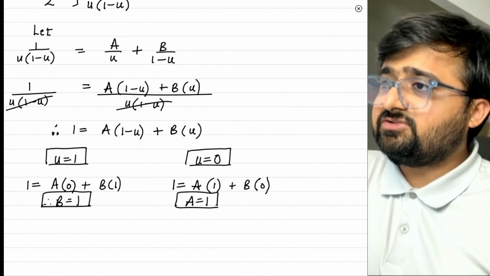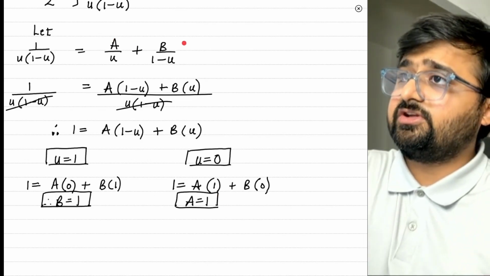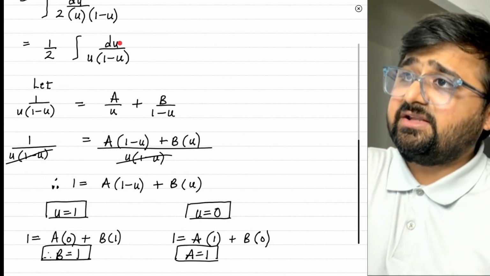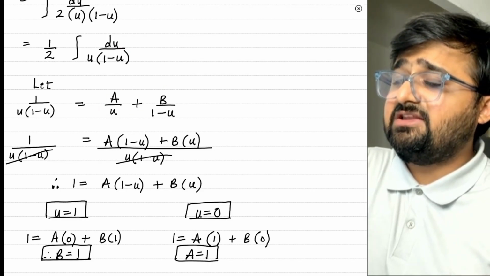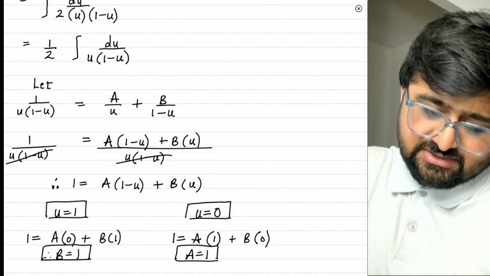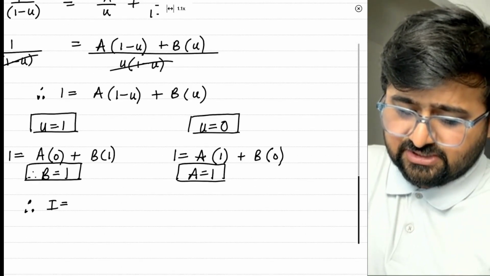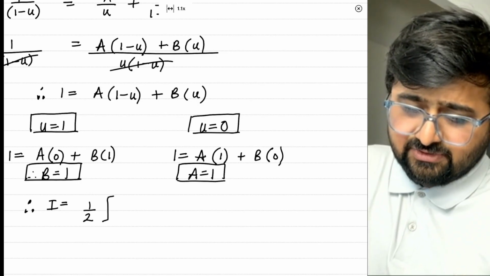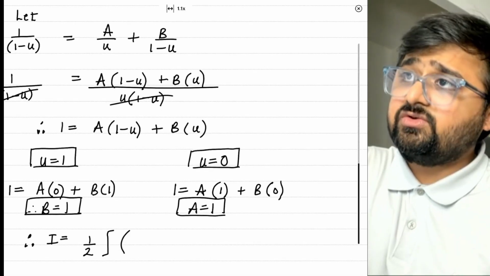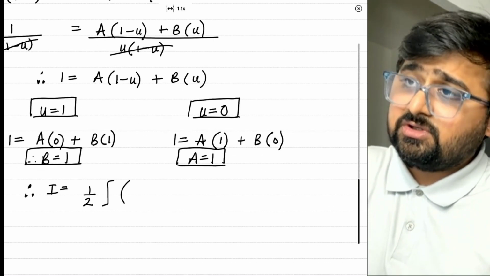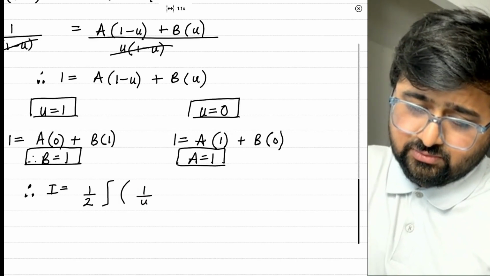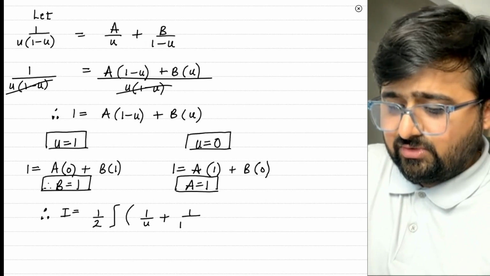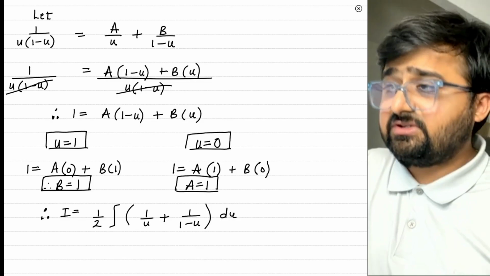Now you can substitute those values of a and b in the original partial fractions. In fact, you can substitute directly into the integral. So this integral, let's say that integral is I, can be written with the values of a and b that you found. There is a half outside first. Then you have the integral of a over u, so 1 over u, plus b over 1 minus u, so plus 1 over 1 minus u. And obviously we are integrating with respect to u.